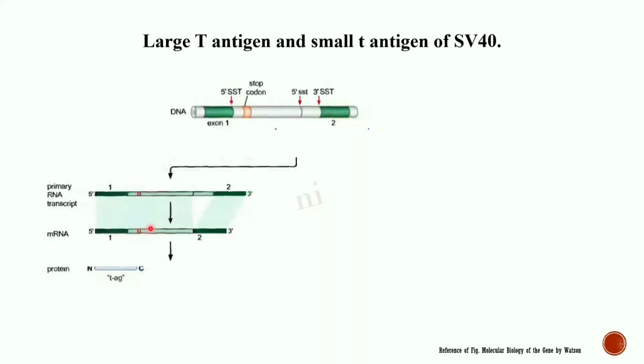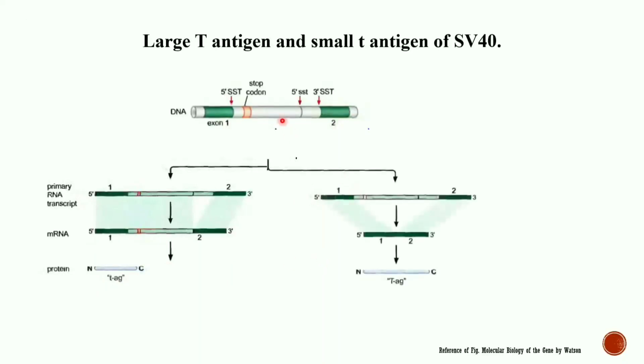So what is going to happen? This mature mRNA goes for translation and allows the synthesis of the protein. As at this point there is a stop codon, the protein synthesized is of a smaller size, and so it is called the small t antigen.